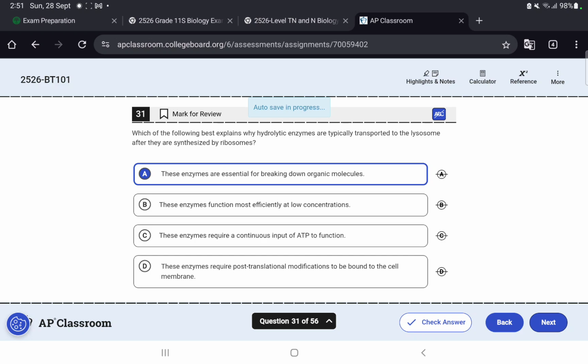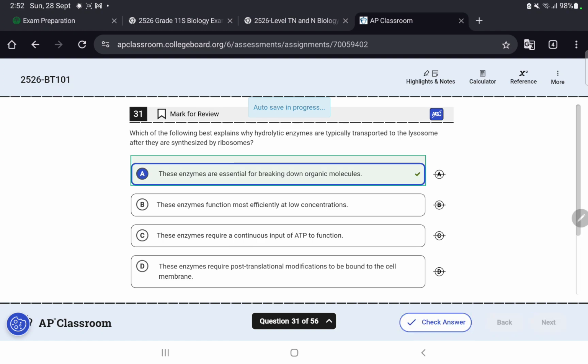Which of the following best explains why hydrolytic enzymes are typically transported to the lysosome after they are synthesized by ribosomes? Now ask yourself, what do lysosomes do? They break things down, right? So what are the enzymes that are taken to the lysosomes supposed to do? Break down things, right? So these enzymes are essential for breaking down organic molecules, which is correct.